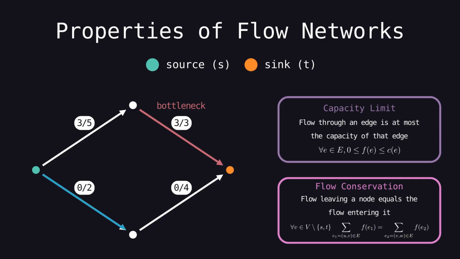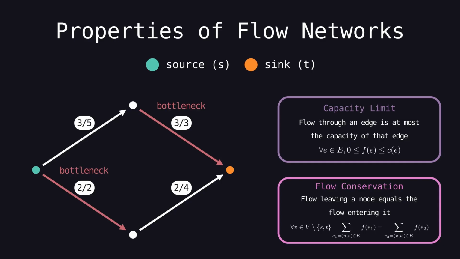In the bottom path, we can push 2 units of flow through the first edge. Even though the second edge has a capacity of 4, only 2 units of flow entered it from the first edge, so it will simply transport these 2 units of flow to the sink. In the bottom path, the edge with the weight 2 is the bottleneck, being the edge with the smallest capacity in the path.